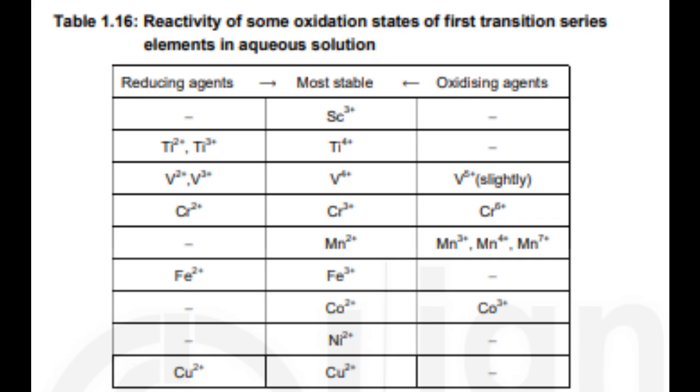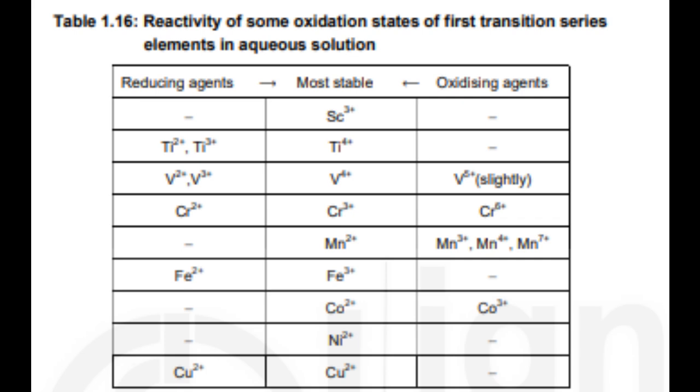Thus, there is an overall increase in stability of M2+ with respect to oxidation as one moves across the series. However, in the case of iron, Fe2+ is less stable than Fe3+ because of the extra stability associated with half-filled d5 orbitals in the case of Fe3+.